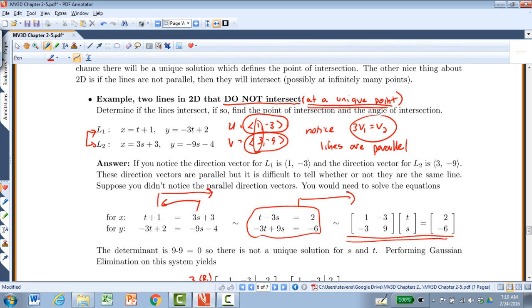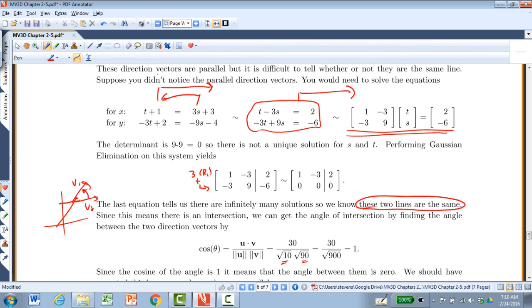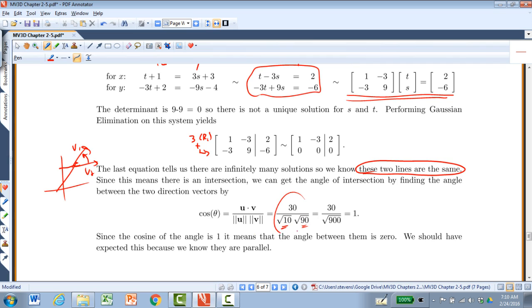and then when you take u dot v, you get 3 plus 27 is 30, right? And when you simplify this, you get 30 over the square root of 900. That's 1. Right? So the cosine of the angle between them is 1. That means that the angle is actually equal to 0. All right? Which we basically knew because they were the same line.